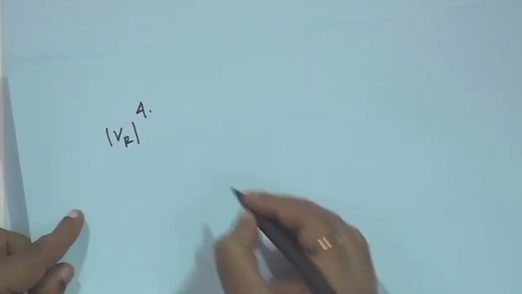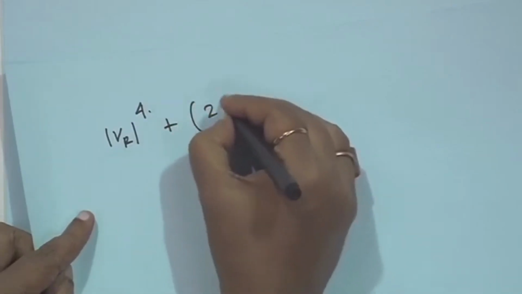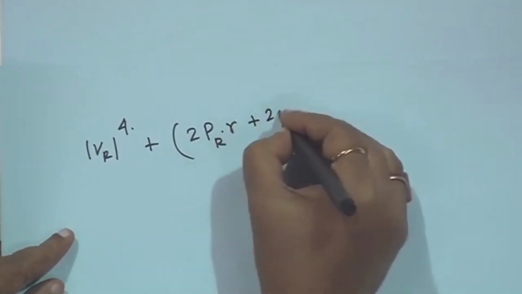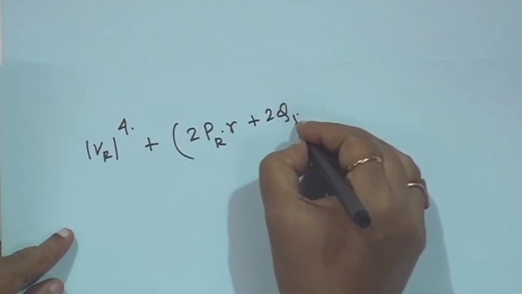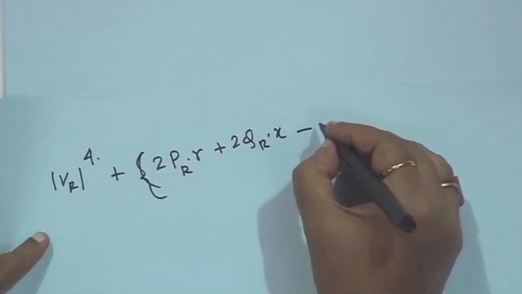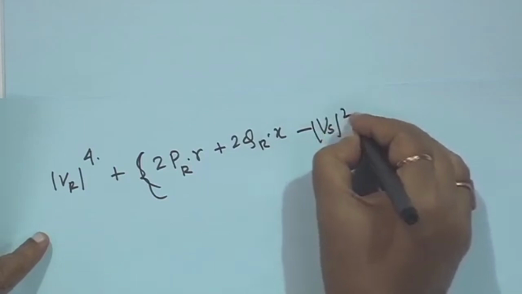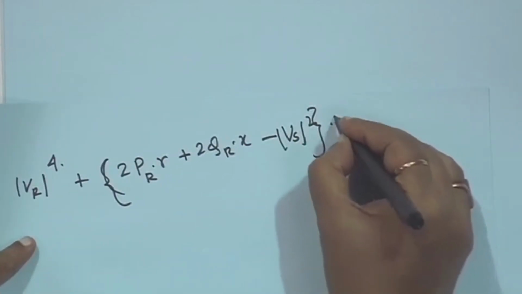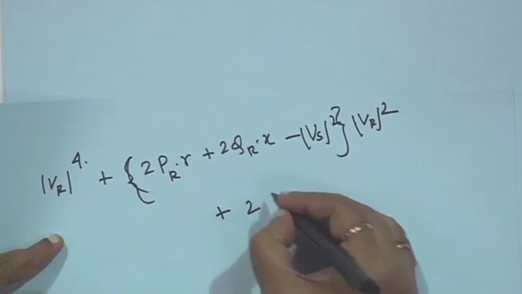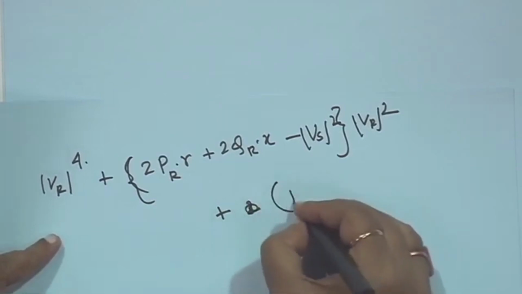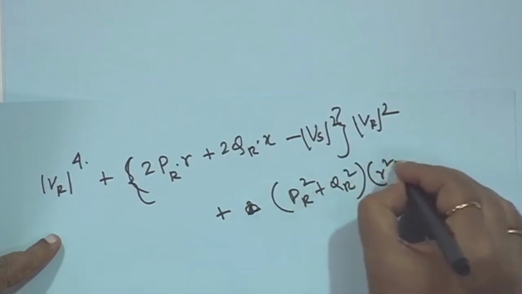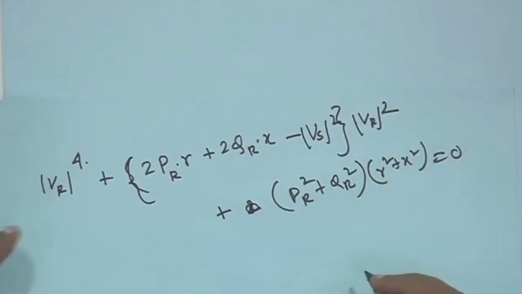If you do so, the receiving end voltage expression will become V r to the power 4 plus, in bracket, 2 P r into r plus 2 Q r into x minus the sending end voltage magnitude squared, bracket close, into V r square, plus P r square plus Q r square into r square plus x square is equal to 0, right.